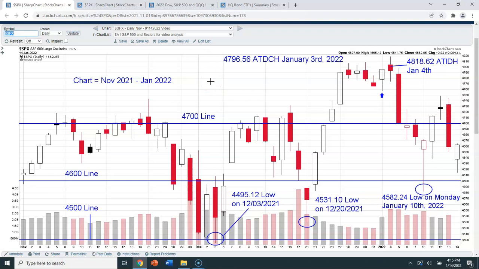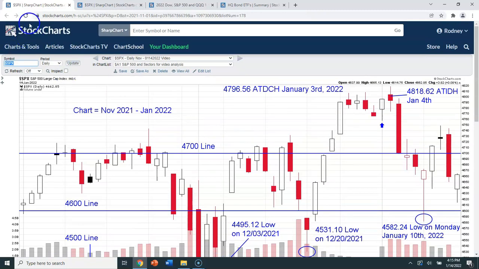Today we will be doing technical analysis on the S&P 500 for the week ending Friday, January 14th, 2022. And for this analysis, we will be using stockcharts.com.